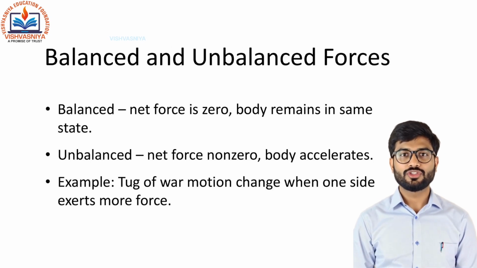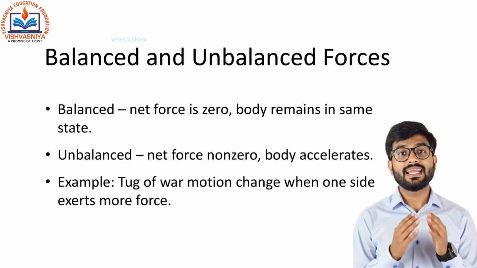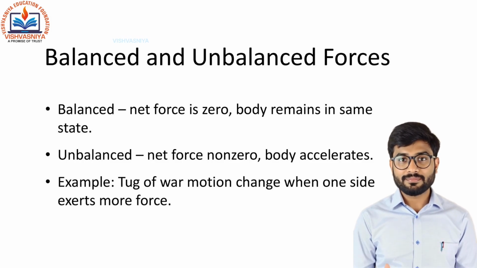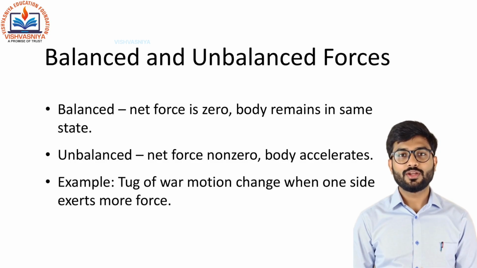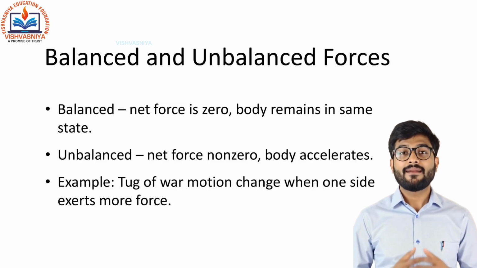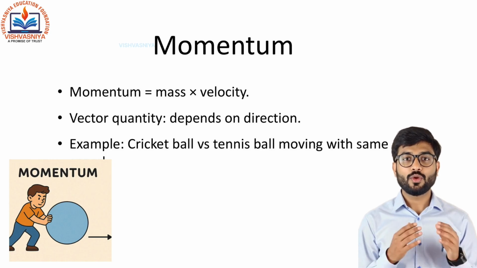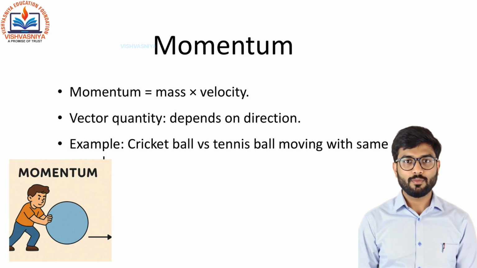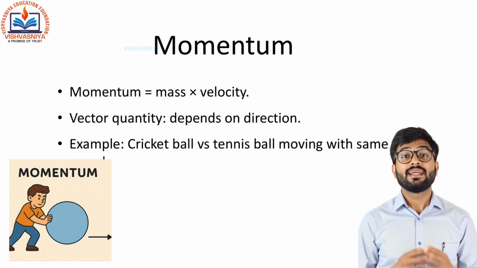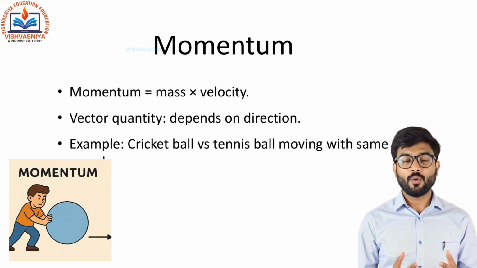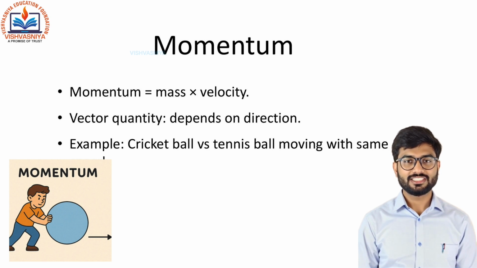If the total force on a body is zero, we say it is in balanced condition. If the total force is not zero, the body accelerates. This is an unbalanced force. Momentum represents the quantity of motion possessed by a moving object. It depends on both mass and velocity. We say momentum equals mass multiplied by velocity. It is a vector quantity, meaning it has both magnitude and direction.